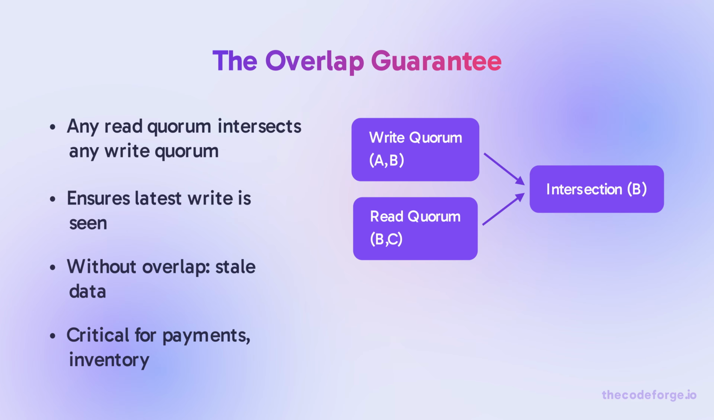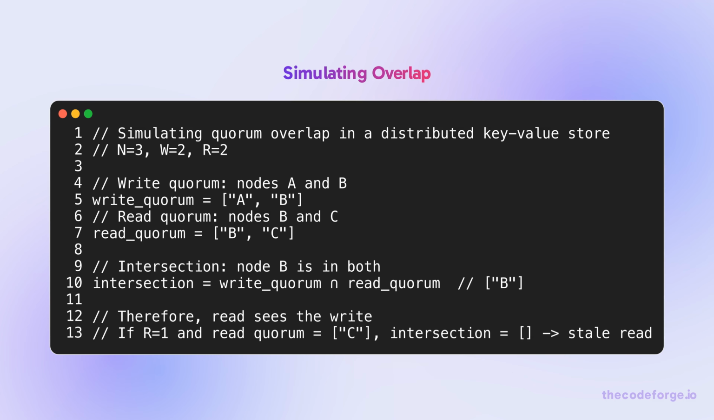This intersection means the read will see the latest write, assuming the write completed successfully. Here's a simple simulation. With N equals 3, W equals 2, and R equals 2, the write quorum includes nodes A and B, the read quorum includes B and C. The intersection is node B, so the read sees the latest write. If R equals 1 and the read quorum is just C, there's no overlap, leading to a stale read.